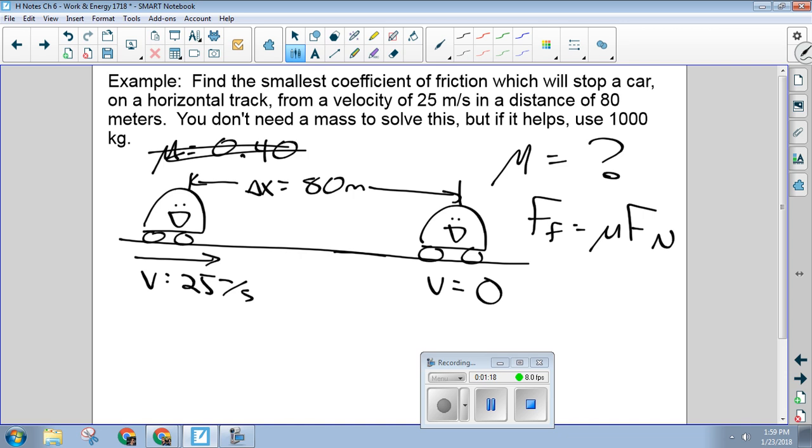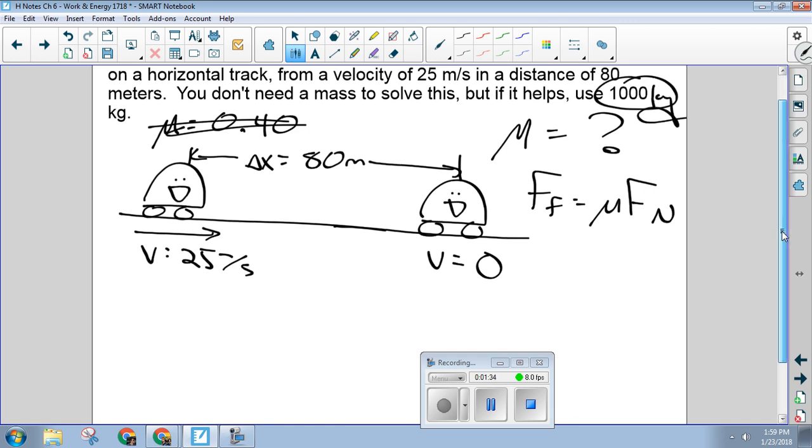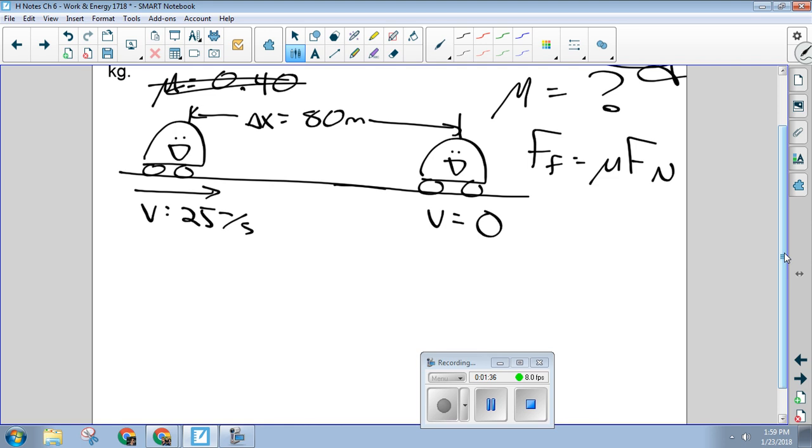Okay, so I've already identified the 2 points in the motion, at the beginning when it's moving and at the end when it's not. So the next thing I want to do is think about energy. Let's use this mass of 1,000 kilograms. So over here at the beginning, I can find my kinetic energy. Just do 1/2 mv squared. So if you do that, it gives you 312,500 joules.